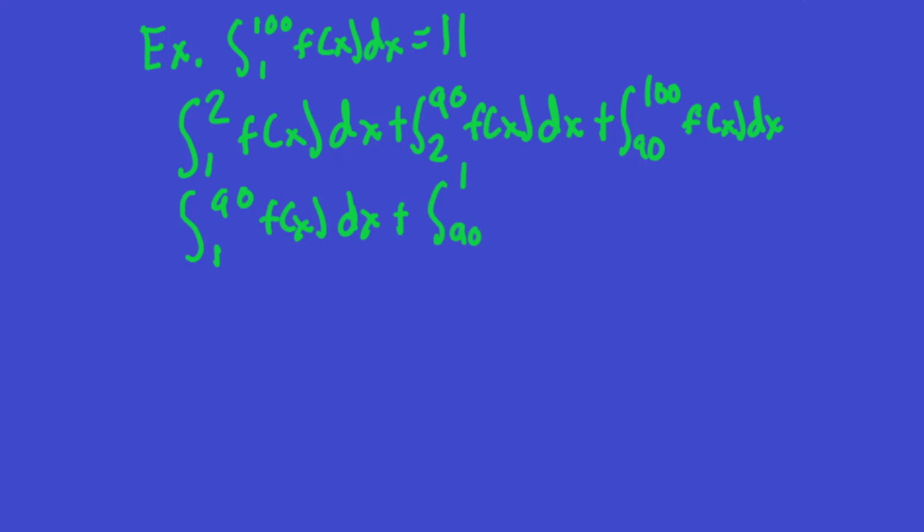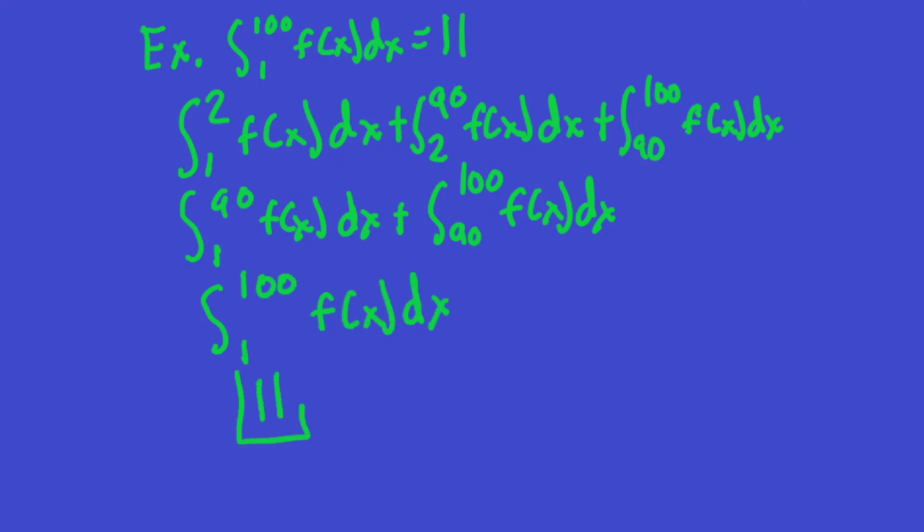Now we notice that we have an upper limit of 90 in the first integral, and then the other one has a lower limit of 90, which means we can use the sixth property again. We can combine them to get the integral from 1 to 100 of f of x dx, and then we can substitute to get 11.